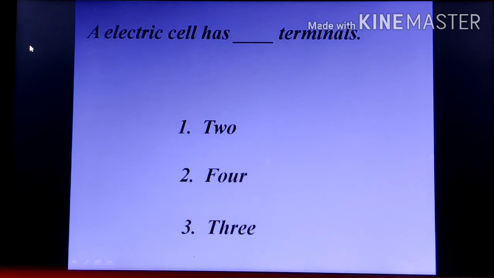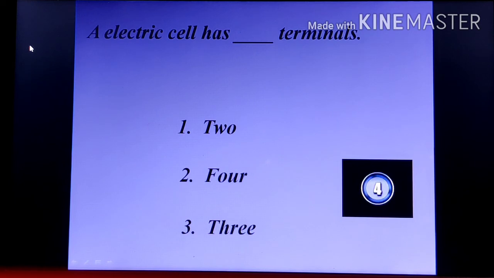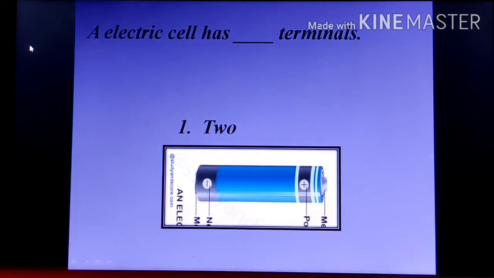So next question is: an electric cell has dash dash terminals. Option number 1 is 2, option number 2 is 4, option number 3 is 3. Your time starts now. And the answer is option number 1, that is 2. So basically an electric cell has 2 terminals, the negative and the positive terminal.